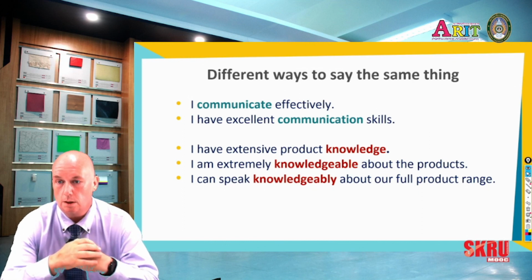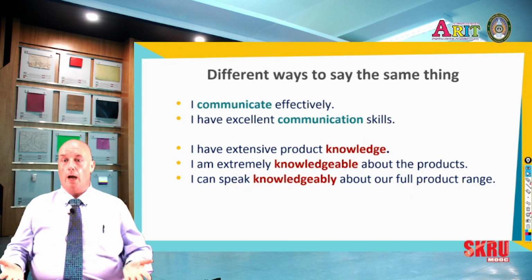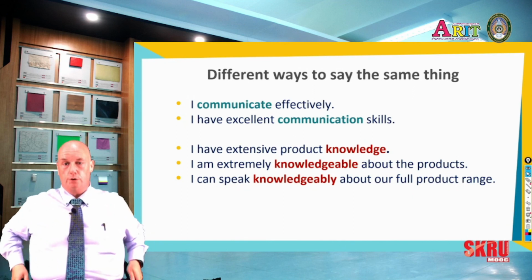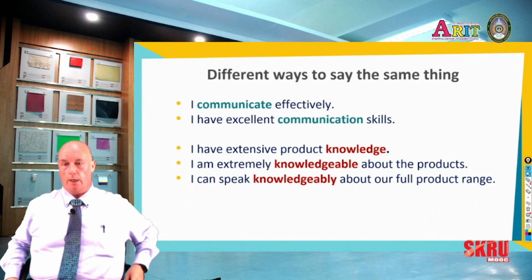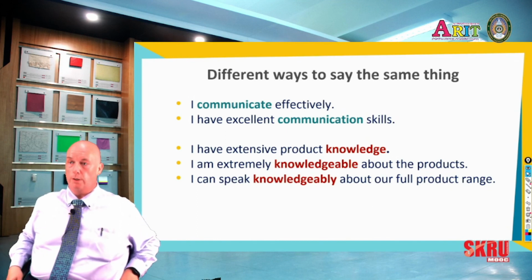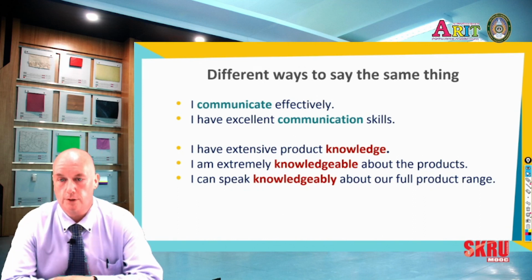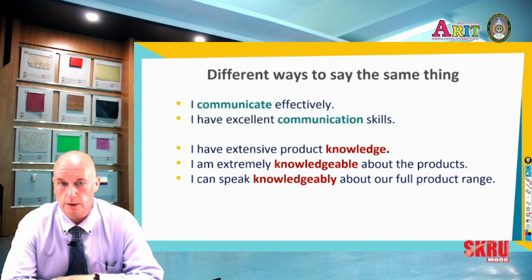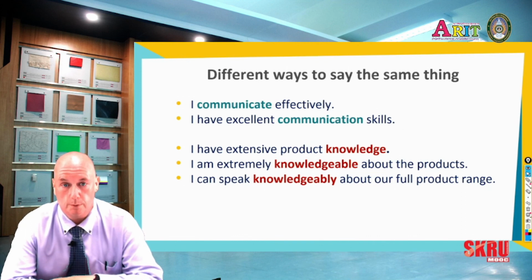Another example, talking about your knowledge. What do you know? For example, I have extensive product knowledge, or I am extremely knowledgeable about the products. I can speak knowledgeably about our full product range. So each of those shows that you have knowledge, but in a different sentence we use a different version of the word. So just be a little careful when you're preparing your CV that you use the language correctly, as mistakes show a lack of attention to detail and problems.